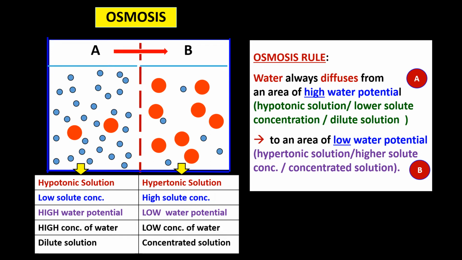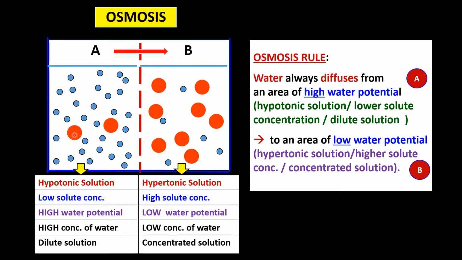Now, before we look at the results again, let us revise our concept, the concept of osmosis, right, from chapter 3, form 4 textbook. So, if we have 2 solutions of different concentrations, such as A and B, water will have to diffuse from one region to the other. So, where is the direction of diffusion? Right, if you look at A, compared to B, A is a hypotonic solution. Hypo, the po here means low. Hypo means under, so it's low. Low what? Low solute concentration.